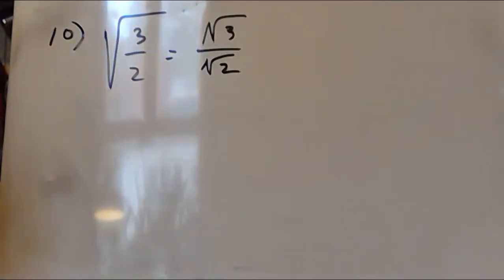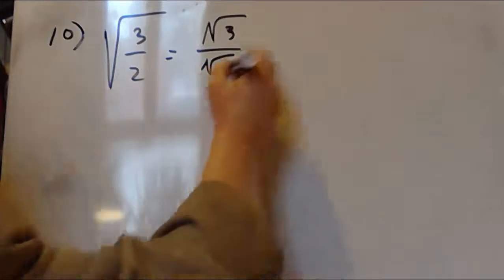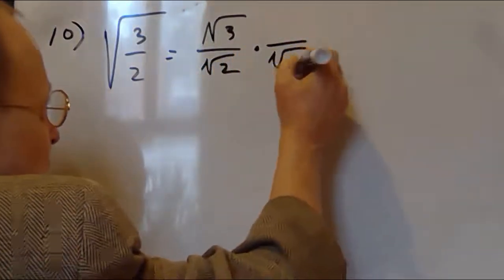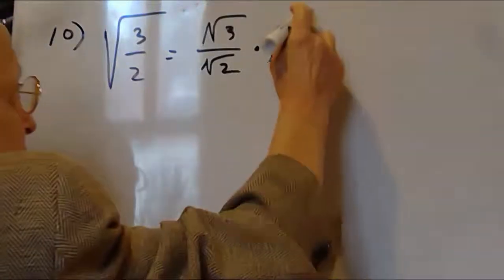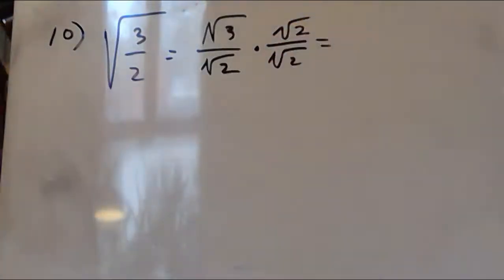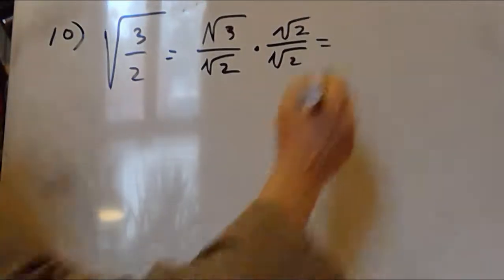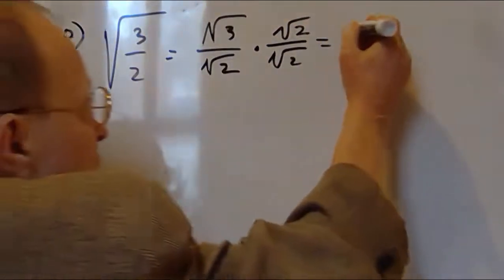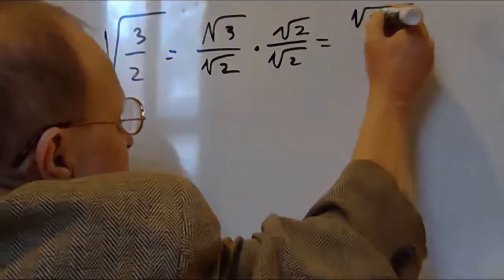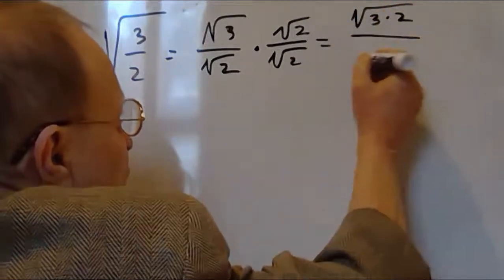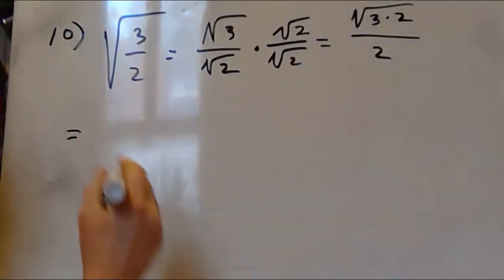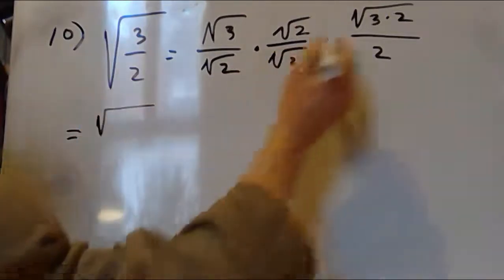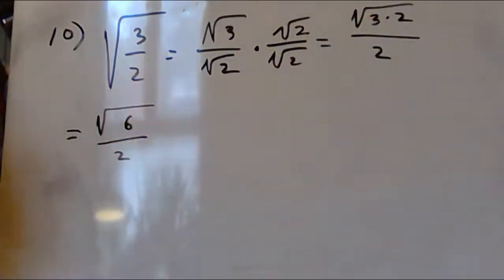So now I see, here I have the square root of 2 on the bottom. I'm going to rationalize the denominator. So I'm going to rationalize the denominator, and this will give me over 2, since these are both the same. So that will give me square root of 6. 3 times 2 is 6, and that is all right.